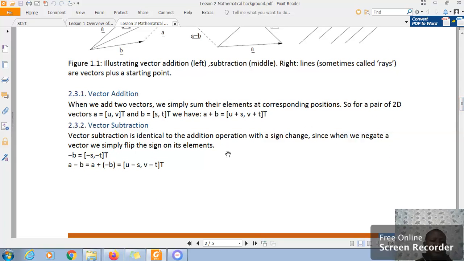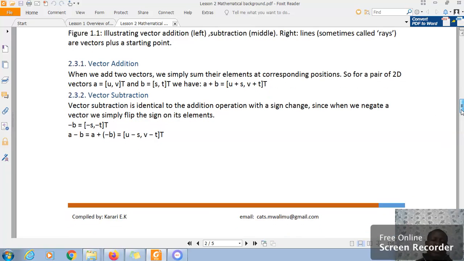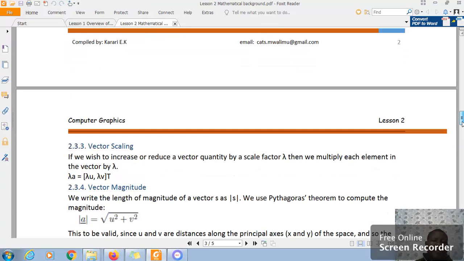Same case for subtraction. Only that when you talk of vector subtraction, we have to know that we are negating the entire vector, so that the negative B means negative S and negative T, for instance. So if it is A minus B, meaning subtract vector B from vector A, that implies it is equivalent to A plus the negated B, which is equal to U minus S, V minus T. I think that makes sense. It's similar to addition, only that it is subtraction. Corresponding values once more.